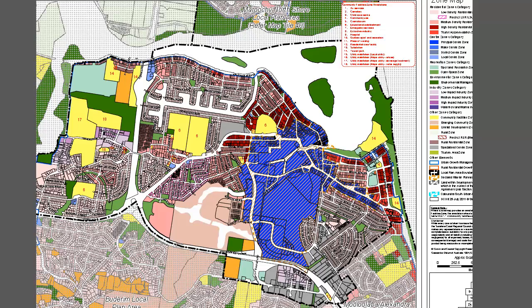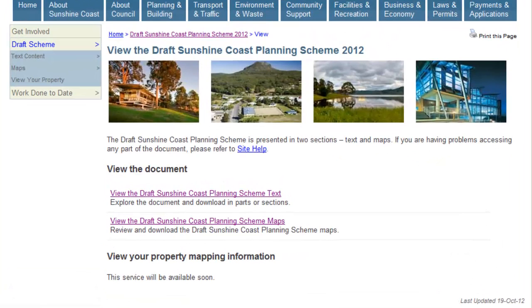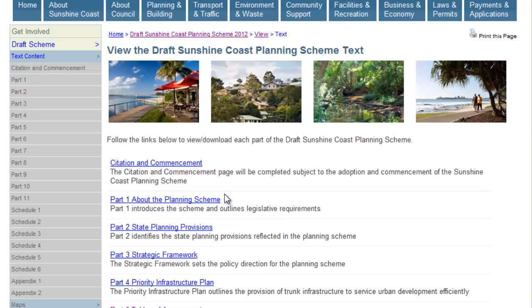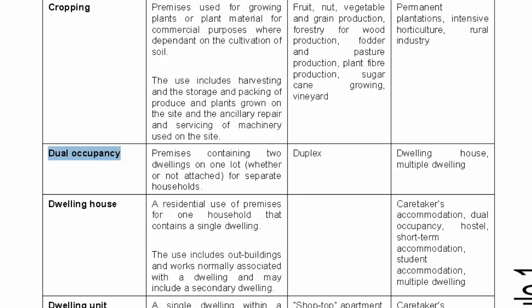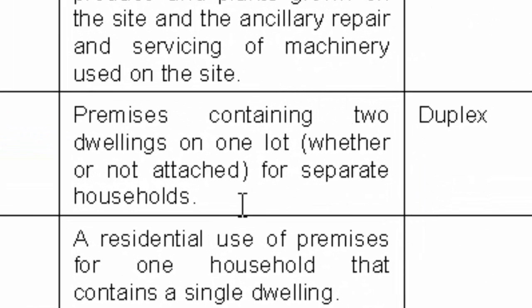The next thing we're going to do is find out the definition, and the reason that this is really important is because almost every single definition has changed. Now you'll find all the definitions here in Schedule 1, and I've taken you straight to the dual occupancy definition. Now the actual name dual occupancy has not changed because it's always been called that, but what has changed is this information in here which describes what a dual occupancy is. So let's see, it's a premises containing two dwellings on one lot, whether or not attached.